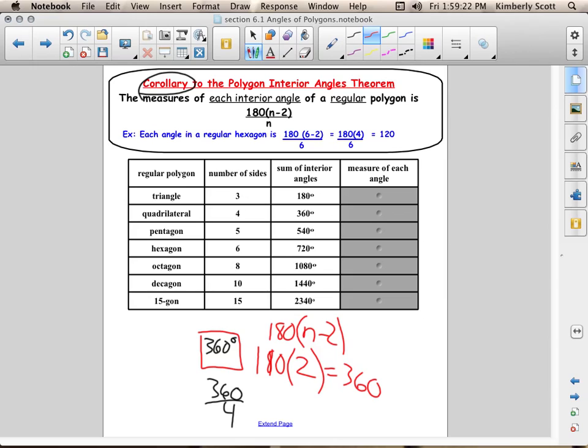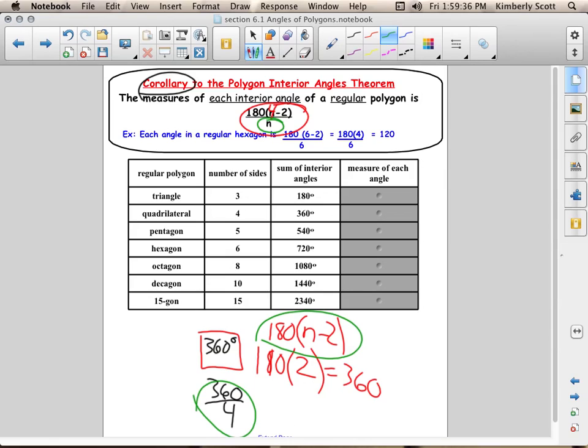If we have n, which here was 4, it's 180 times 4 minus 2, which we did right over here, and then divide by n, which we did right over here. So if you can just remember this formula here, you can tell what any angle is of any regular polygon, even if you have 1,000 sides to it, like we did in the previous slide.